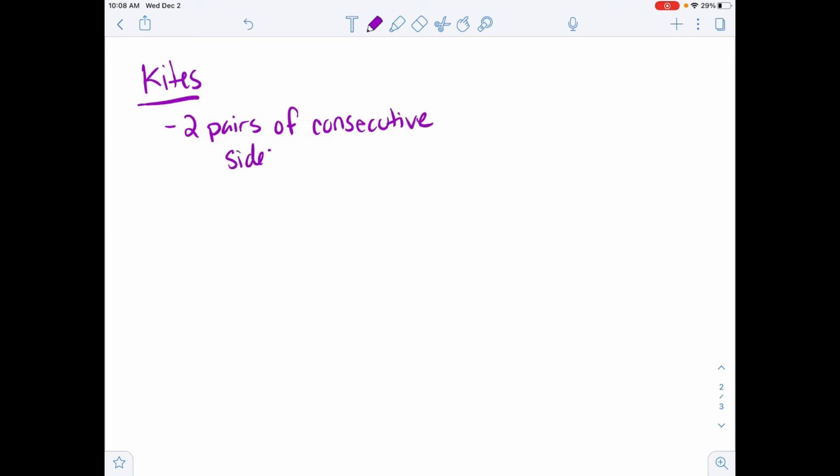Okay, so we also have kites. We only have 2 theorems with that. Now a kite has 2 pairs of consecutive sides that are equal. Now what does that mean?